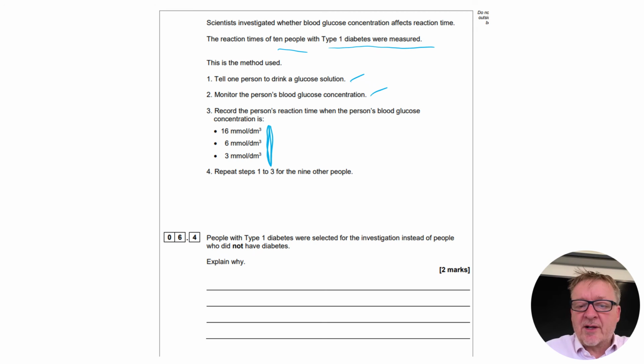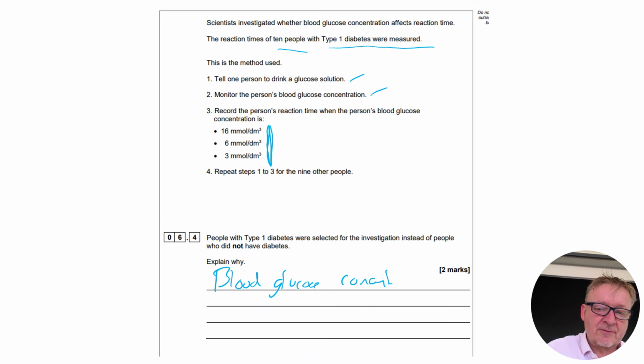People with type 1 diabetes were selected for the investigation instead of people who did not have diabetes. Why? Okay, so that is because blood glucose concentrations varies more than in non-diabetics.